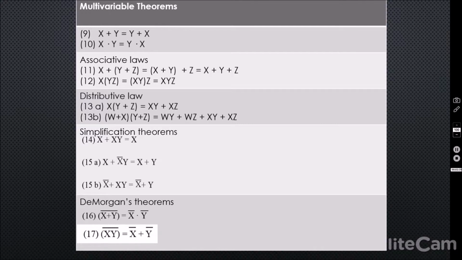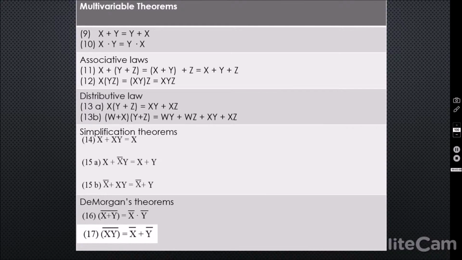Distributive law 13a. X and (y or z) is equal to xy or xz. 13b. (W or x) and (y or z) is equal to wy or wz or xy or xz.